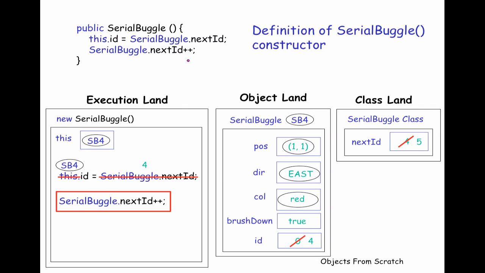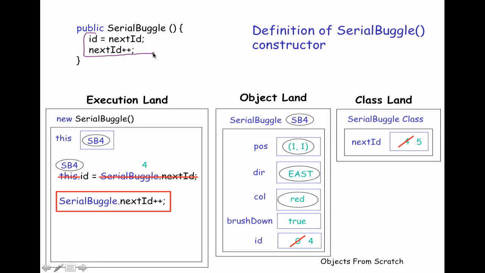Okay, one more thing we have to note is that just like there's an abbreviation for instance variables where we can just use the instance variable rather than using this dot the instance variable, there's also an abbreviation for class variables where we can get rid of the class name dot in front of the class variable, so that we could in fact rewrite our SerialBuggle constructor to look like this instead.